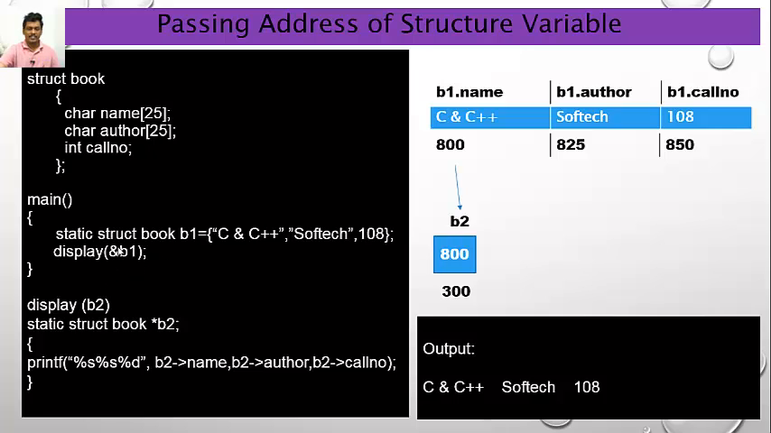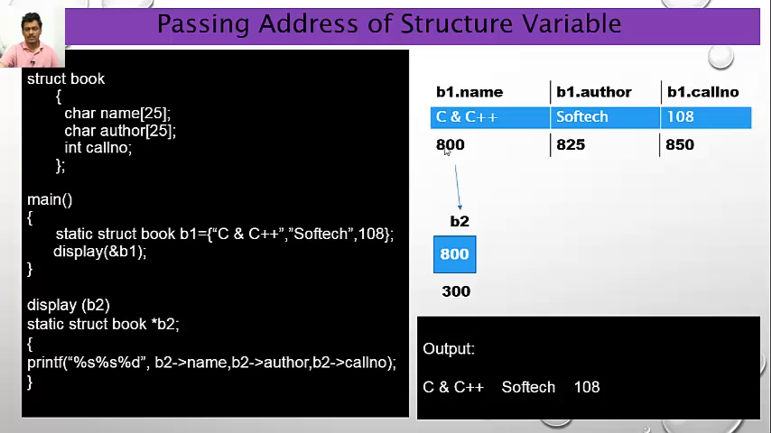So this is the actual argument. The receiving area we should declare as a structure pointer variable, or pointer to structure variable. B2 is a pointer to structure variable. It is capable of storing the address of a structure variable. So the address of B1 is transferred to B2.